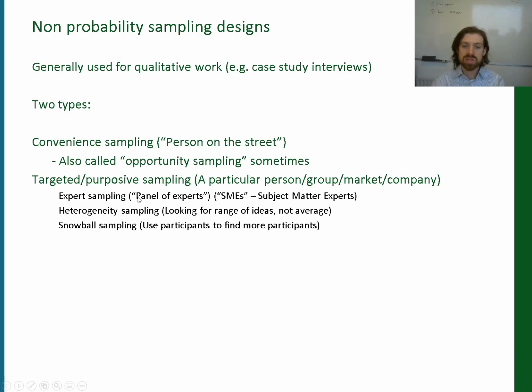So it could be expert sampling where you speak to subject matter experts. It could be heterogeneity sampling, so you're looking for a range of ideas or people within your sample. Or it could be a snowballing sample, so you gain some participants and then you use them to find more participants. So you gather momentum in collecting sample data through those existing people who are engaged with you.